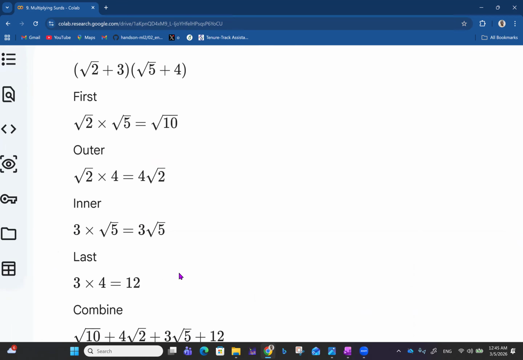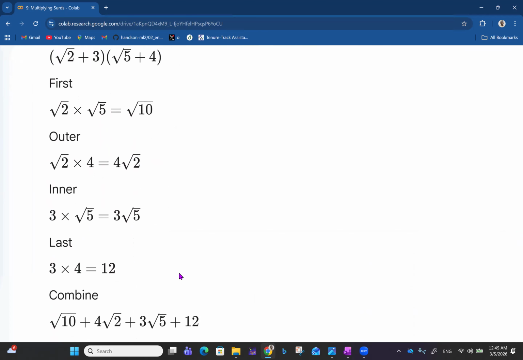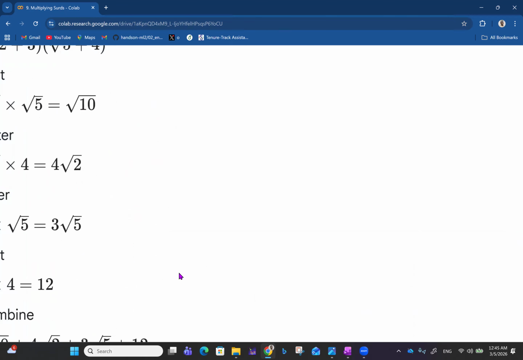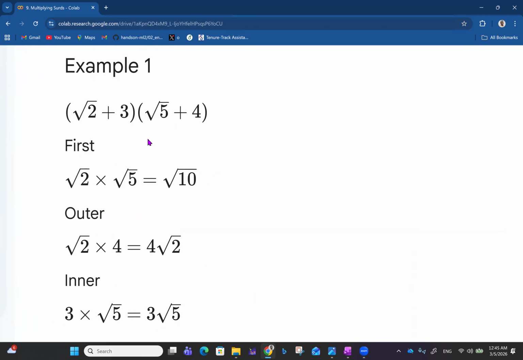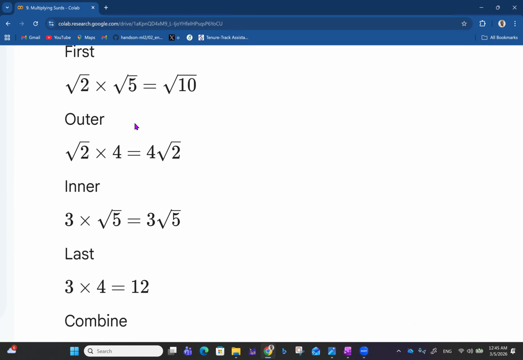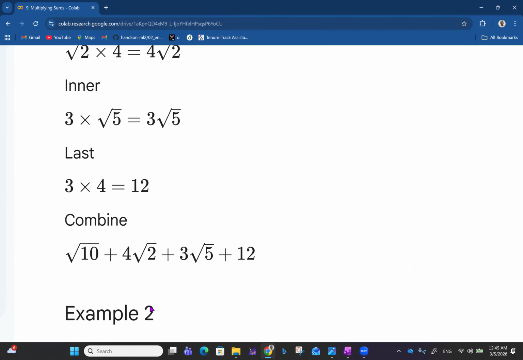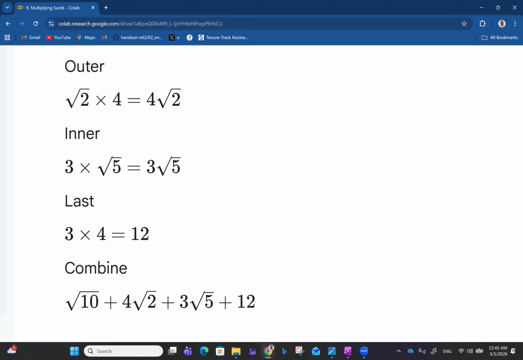So here we have root 2 plus 3 into root 5 plus 4. First you have root 2 times root 5, that's root 10. Then next, you have root 2 times 4, that's 4 root 2. Then 3 times root 5, you have 3 root 5. Then 3 times 4 is 12. Then you combine all of them: root 10 plus 4 root 2 plus 3 root 5 plus 12. None of them can be simplified further, so you have to leave it this way.